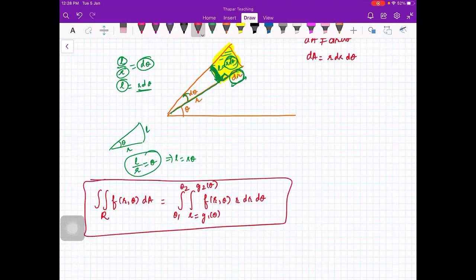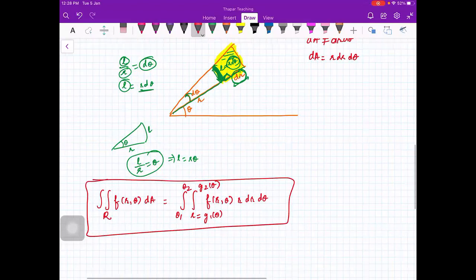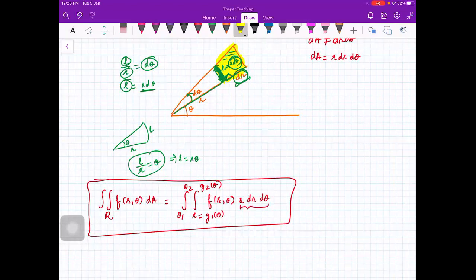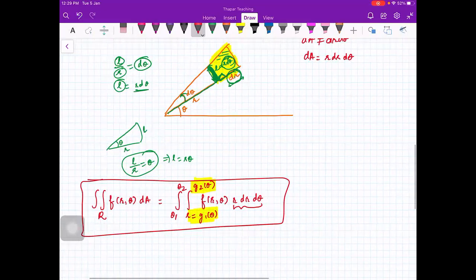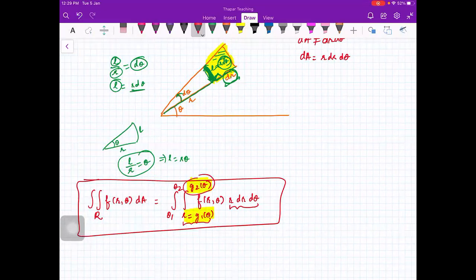So the first thing you should know is that you will just write r dr d theta in place of dA. Now, how to find the limits of integration? For that, most of the time we find r in terms of theta for the limits of integration, and then the limits of theta. I'll do a problem so that you understand.